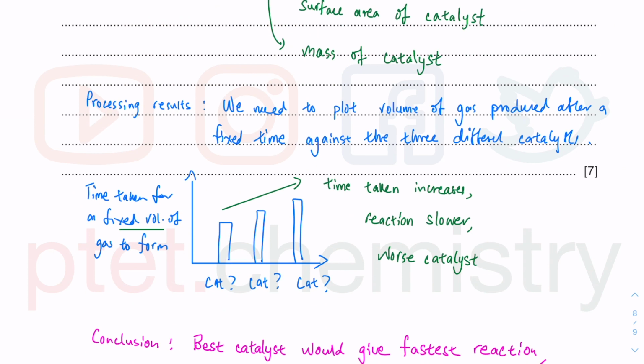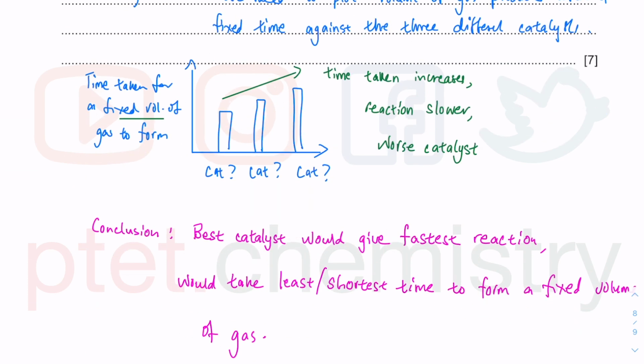You're investigating which catalyst will give you the fastest rate of reaction. So the best catalyst would be the one that takes the shortest time. The shorter the time taken for a fixed volume to be produced, the faster the reaction. That means the catalyst works really, really well.